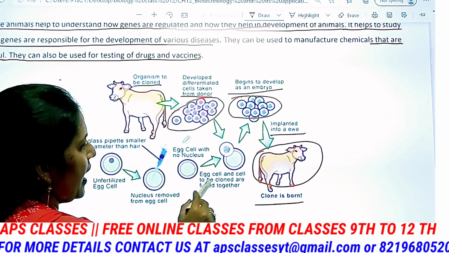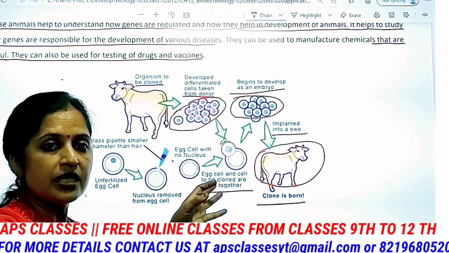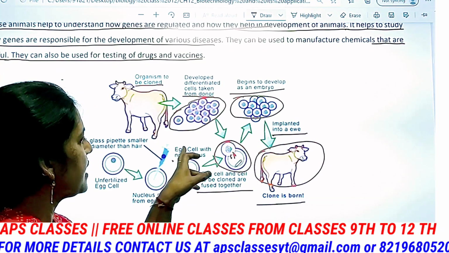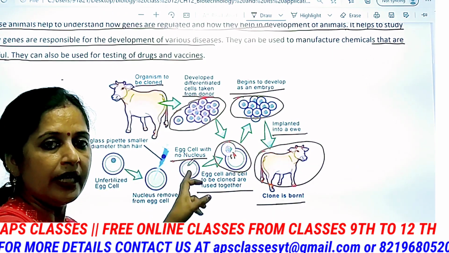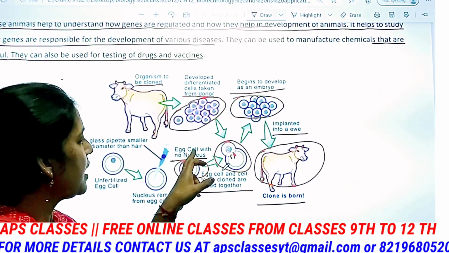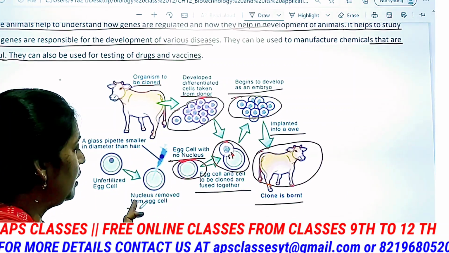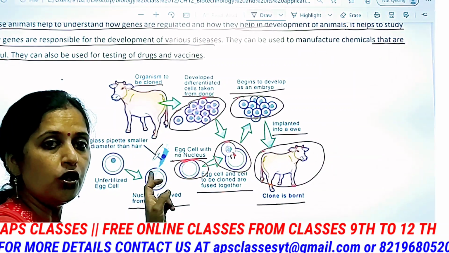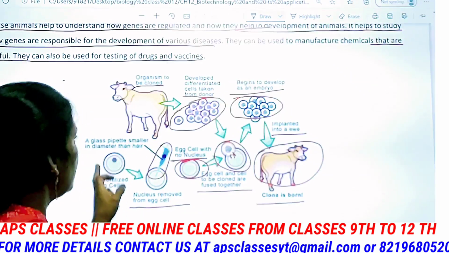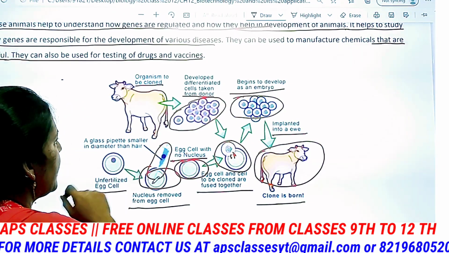These are the egg cells, and the cells to be cloned are fused together. इसमें egg cells होंगे और cells जो होंगे they are to be fused and cloned, and after that this is the egg cell with no nucleus. ये egg cell है जहाँ पर कोई nucleus नहीं है, without nucleus. This is the egg cell, and this is the nucleus that is to be removed. ये nucleus है जहाँ से egg cell को remove कर दिया गया है. And this is the unfertilized egg cell.